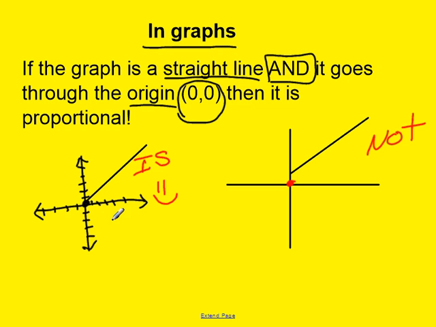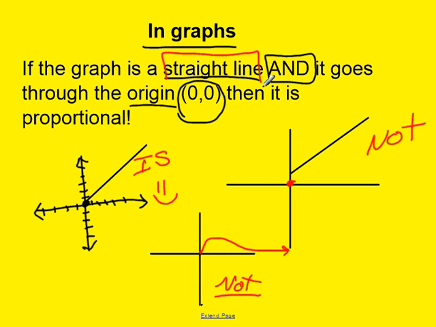Please draw these two different graphs in your notebook so that you have a reference for what is and what is not a proportional relationship. And I'm going to just show you one more. Let's say I have a graph of something and it does go through the origin, but it kind of goes like this. That is not a proportional relationship, once again, because it might go through the origin, but it isn't a straight line. You have to have both, a straight line and the graph hitting the point 0, 0. Okay, so in graphs, pretty basic to figure out whether it's proportional or not.